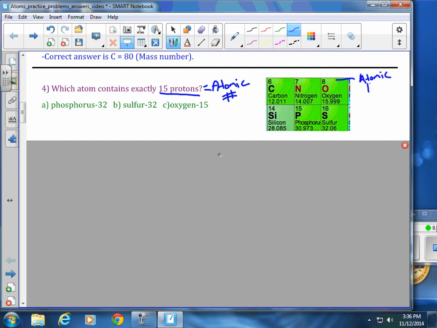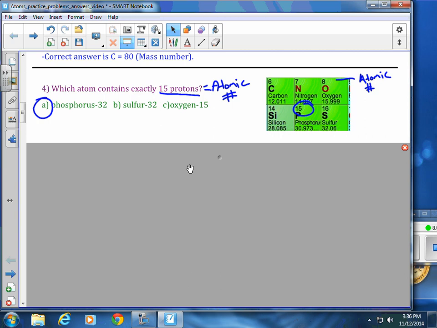And I remember it by atoms are really small, so the atomic number, the atom number, is going to be the smaller one. So if I look on this periodic table, I will see that P, or phosphorus, is the only one that has 15 protons in it. So my correct answer is A, phosphorus-32. Now again, it's written in hyphen notation, and these are just the mass numbers after it. So the mass numbers are just there to confuse you and make you try and choose the wrong answer. But however, it's just that simple.